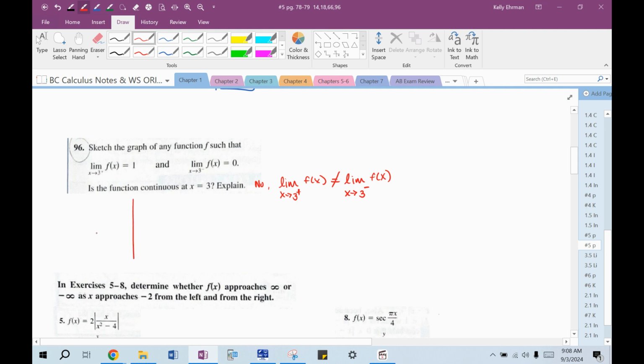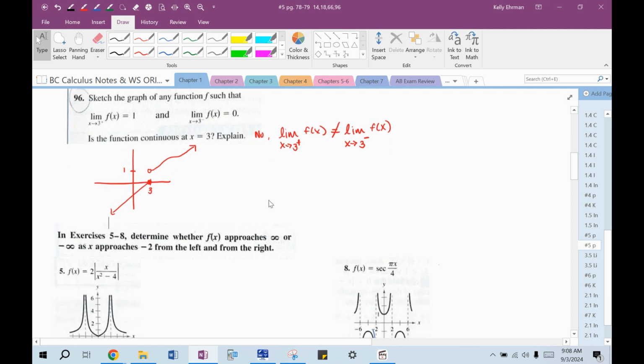But for this graph, I'm going to put a mark at 3. Again, they said sketch any function. So to the right, the intended height of the function needs to be 1. So coming at 1 from the right, and then from the left, the intended height is 0. So maybe it's something like this. It can really be anything. That might be different from what I posted on my key there, but you get the idea. You have a split right there. It's not correct just to say, no, there's a jump in the graph. You've got to use your limit notation or say that the limit doesn't exist.